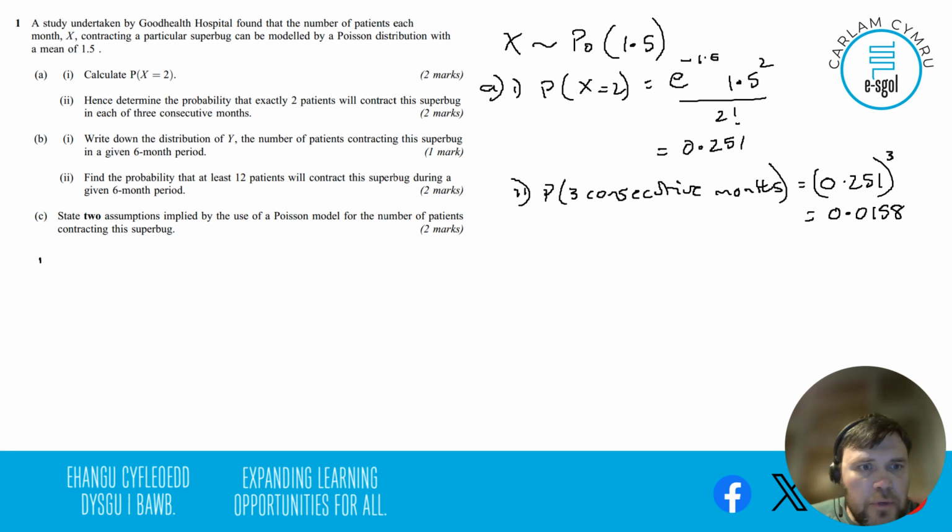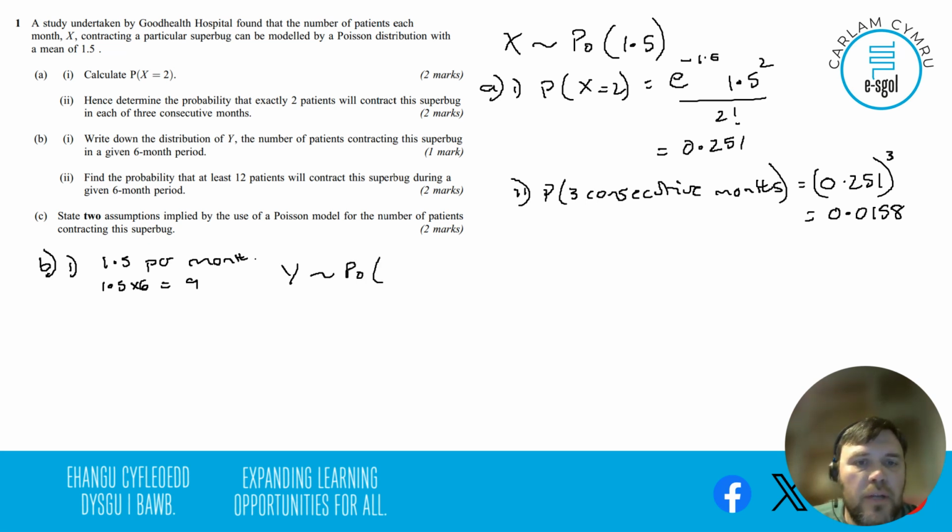Part B, which I'll put here, is write down the distribution of Y, the number of patients contracting this superbug in a 6-month period. So we know that there is 1.5 patients per month. So now we have to change it into a 6-month period. So it's going to be 1.5 times 6, which is equal to 9. So our new distribution Y belongs to the Poisson, but this time lambda has changed from being 1.5 to 9.